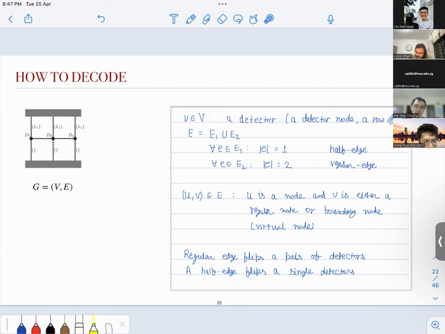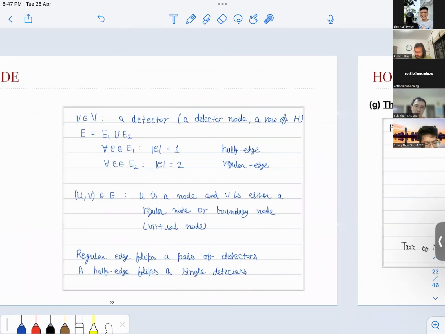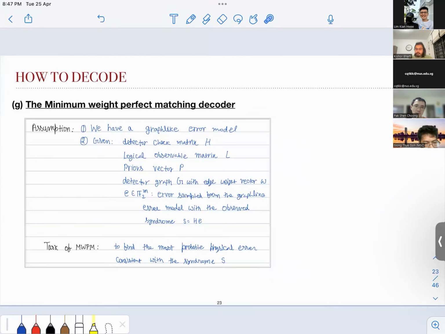And the idea is that given this kind of graph, you can employ graph algorithms to do decoding. One of the algorithms that people use is the minimum weight perfect matching decoder, which assumes a graph-like error model. Given the information about H, L, the prior vector P, and the detector graph G, the task of this MWPM decoder is to find the most probable physical error consistent with the syndrome S. So given some syndrome S, you would like to find the most probable physical error.